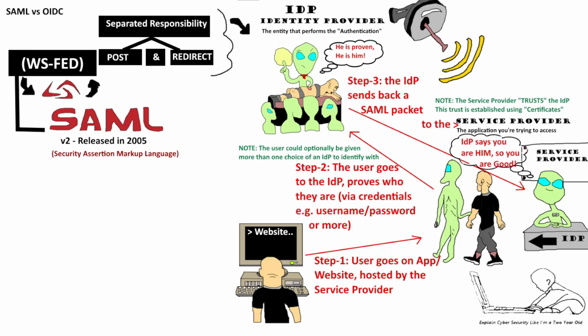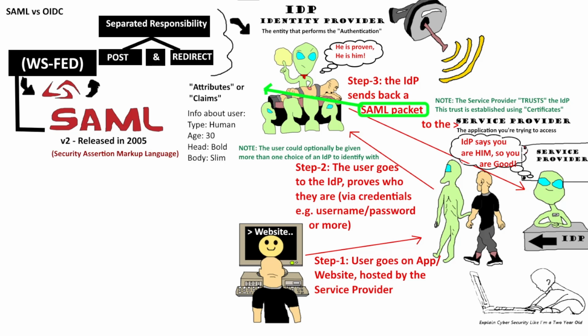Now, just to get a little bit more technical on step 3, the IDP actually sends back a SAML packet to the service provider, and this SAML packet is pretty important. You see, the SAML packet contains attributes or claims, which is information about the user that the IDP has identified, such as the type being human, the age being 30, the head being bald, and the body being slim in this scenario. And this is all valuable information returned back to the service provider.